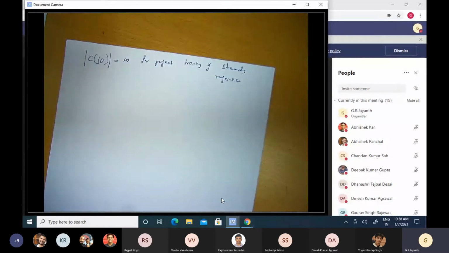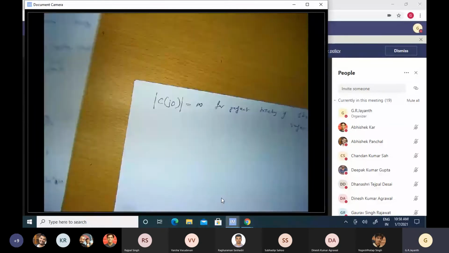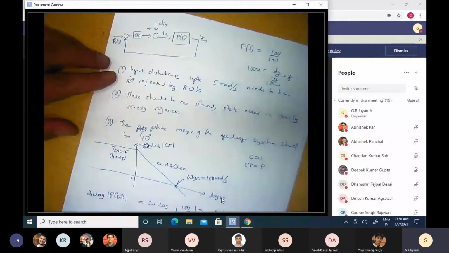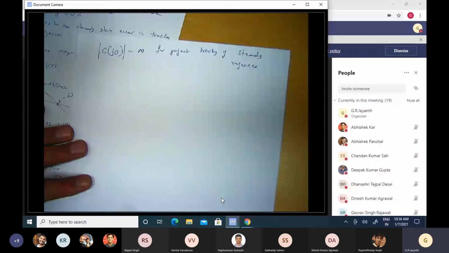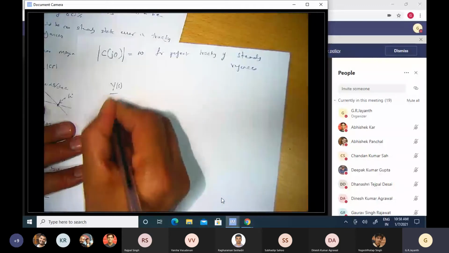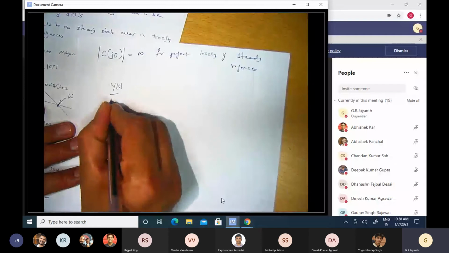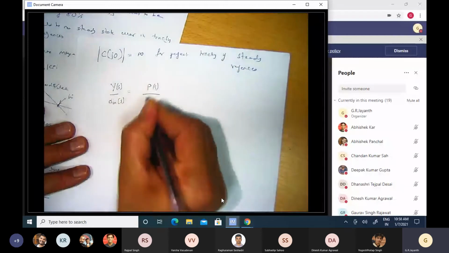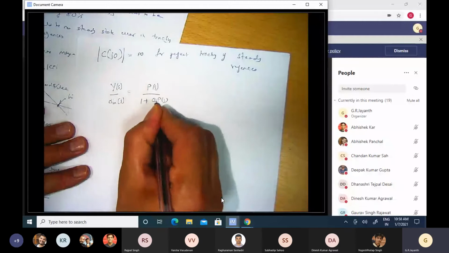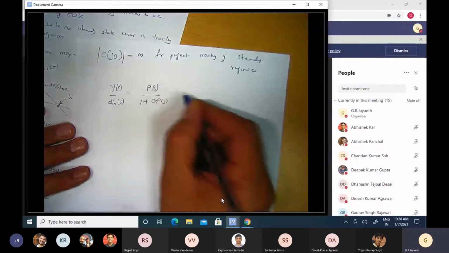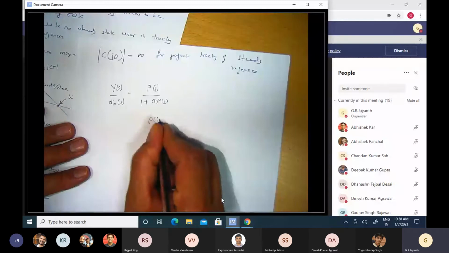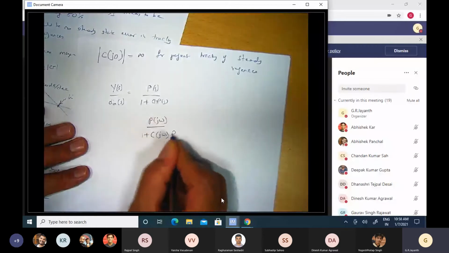What about the second requirement? So let us come to the second one first. Input disturbance up to 5 radians per second needs to be rejected by 80%. What is the transfer function between the output and the input disturbance? Y of s divided by d in of s is equal to p of s divided by 1 plus c of s times p of s. Or in the frequency domain, it is going to be p of j omega divided by 1 plus c of j omega times p of j omega.